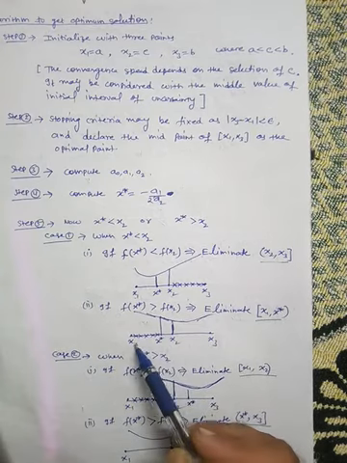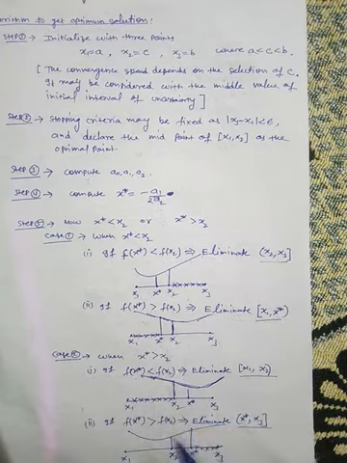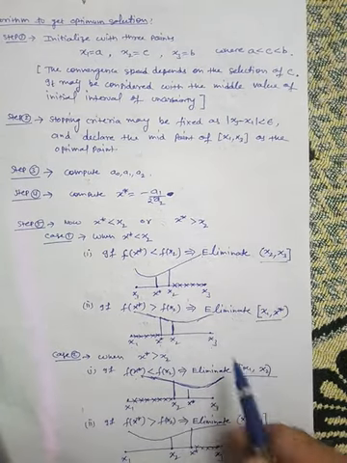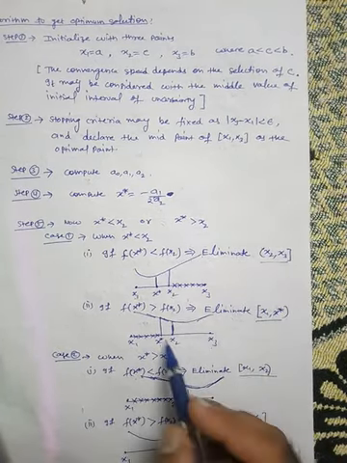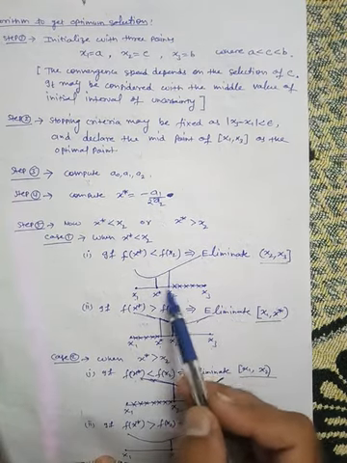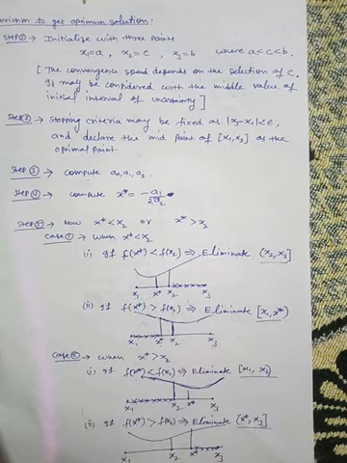And so we can eliminate x1 to x star, and the next interval of uncertainty will be x star to x3. Okay, so here this interval is the interval of uncertainty for the next iteration.